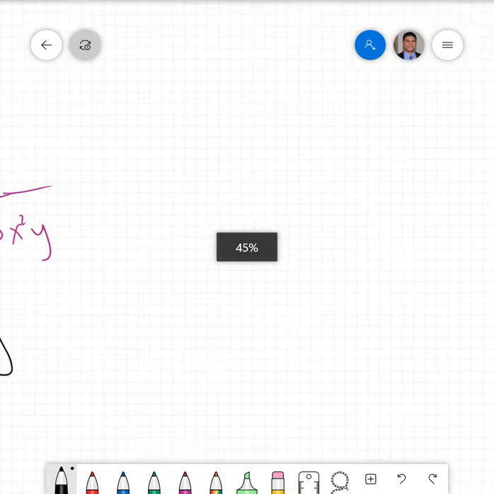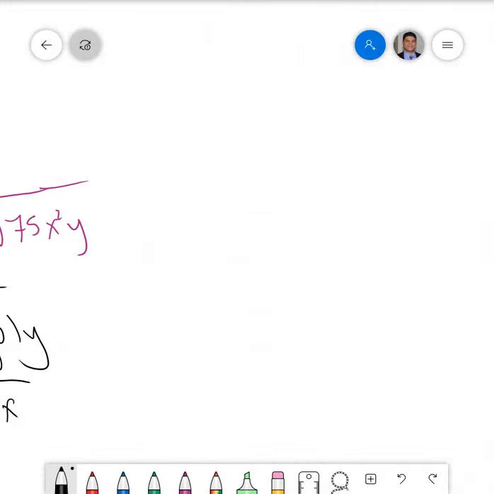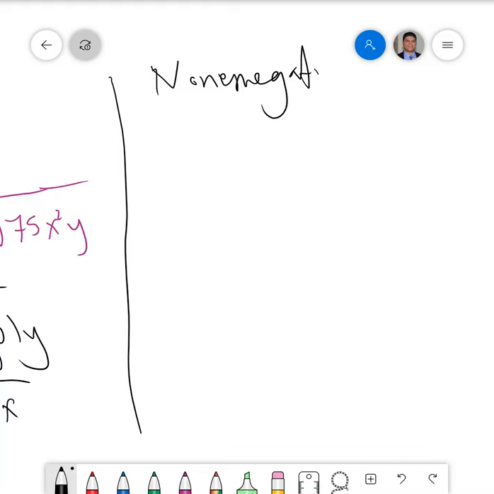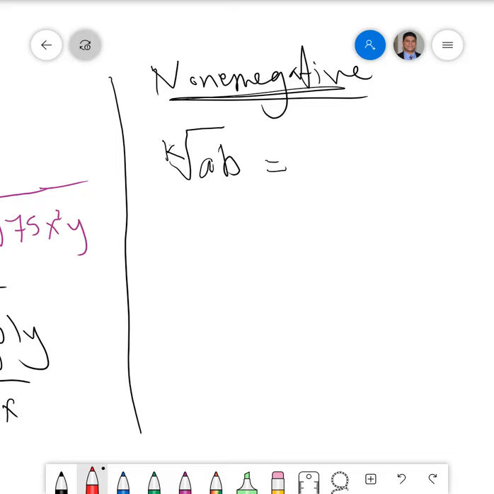Factoring radical expressions. For any non-negative real numbers a and b and the index k, kth root of a times b, here we can distribute the root. So it will be kth root of a times kth root of b.